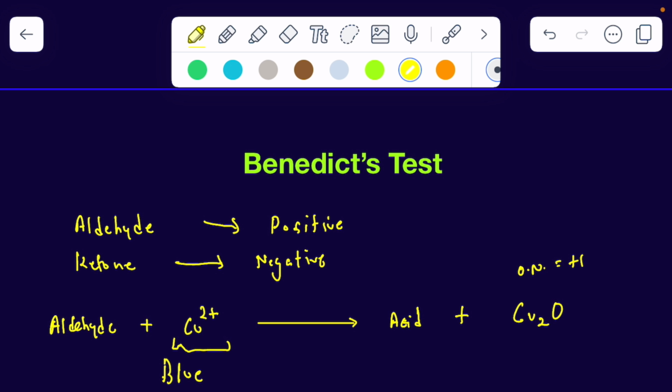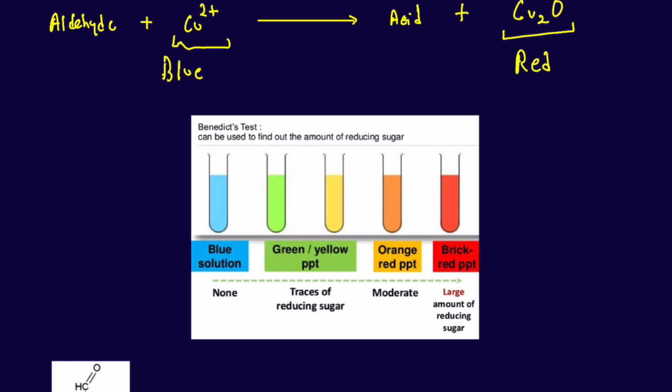Now, if that happens, this copper solution will change its color to something else. Typically, that color in this particular case is going to be red. This is this guy right there.